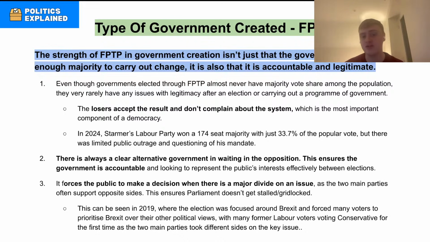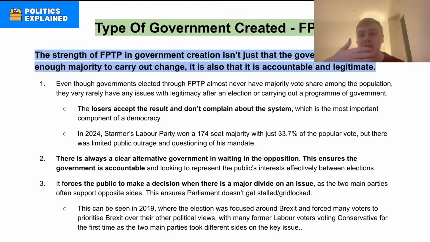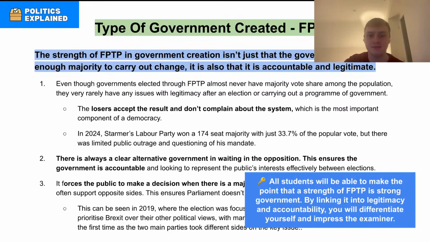And finally, it forces the public to make a decision when there's a major divide on an issue, as the two main parties often support opposite sides. So this is the fact that it creates a two-party system, which means that you have a very accountable government, and that government makes important decisions that need to be made. So bring in this first key analysis that first past the post is strong because it creates a really strong government, but also build on it with one of these more complex points.